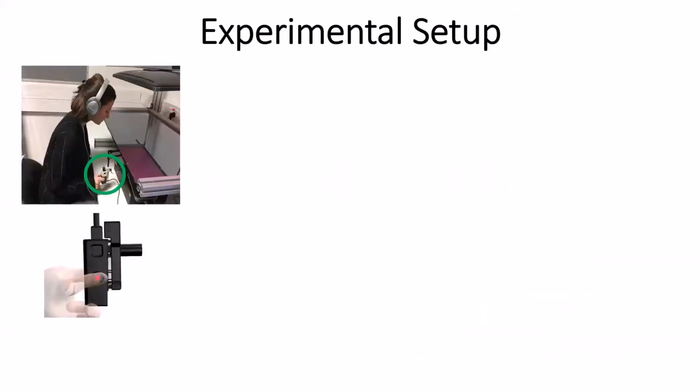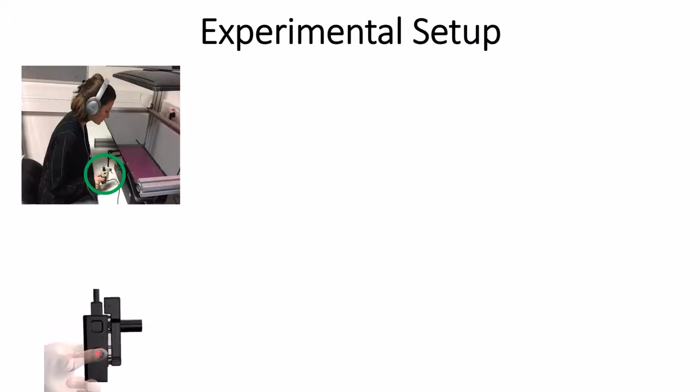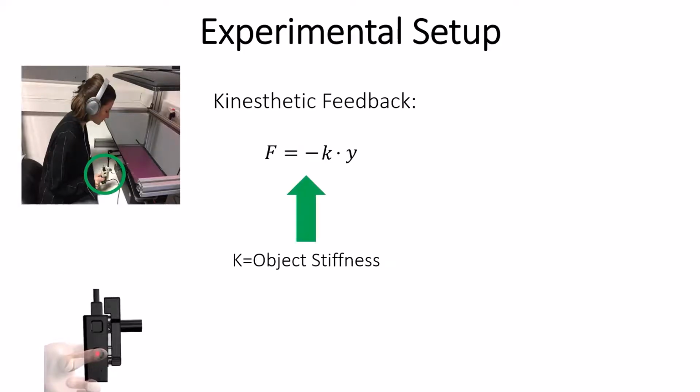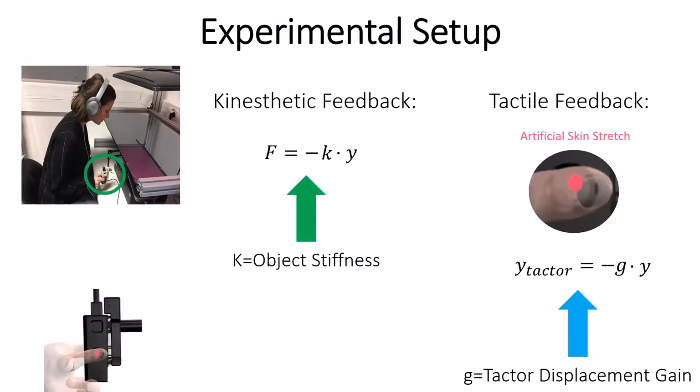So to do this, we designed an experiment that was comprised of trials, and in each trial, participants probed two different virtual objects and decided which of the two felt stiffer to them. Participants probed the virtual objects using an experimental setup shown in this image by making downward probing movements. And when they did so, force was applied proportionally upward, creating kinesthetic feedback. And a tactile skin stretch was created using these red tactors that moved against the finger pad skin.